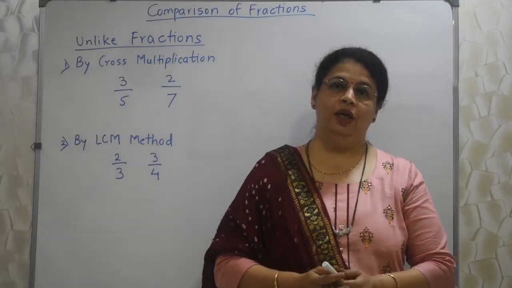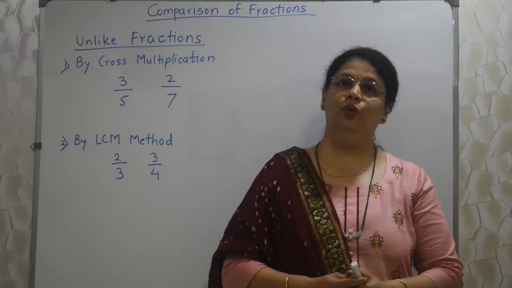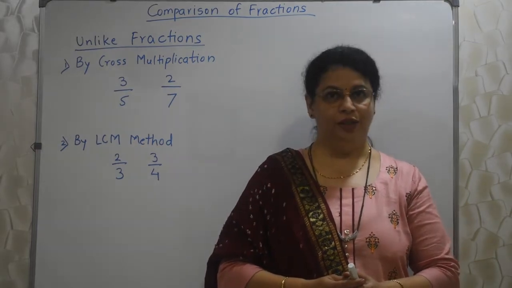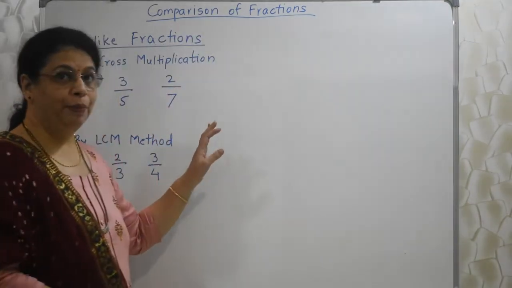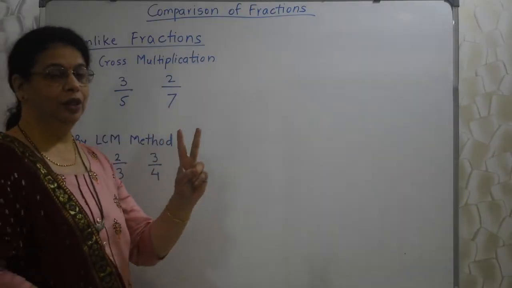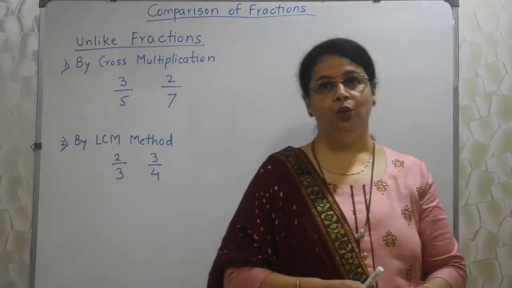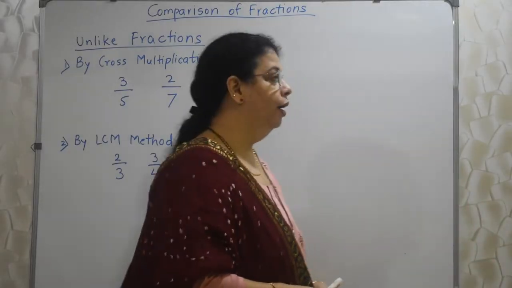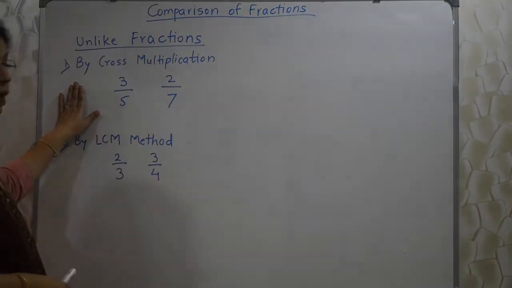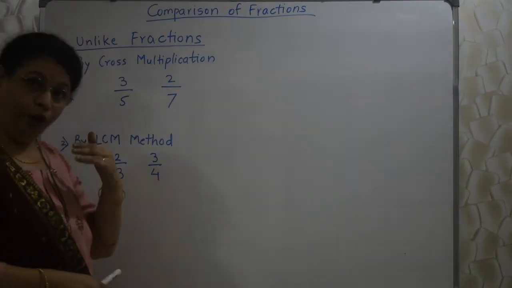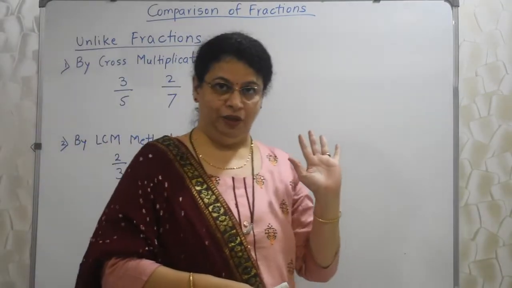Okay students, now let's learn how to compare unlike fractions. See, there are basically two methods by which we can compare any two unlike fractions. So this is the first one, by cross multiplication. According to me, this is the easiest method.